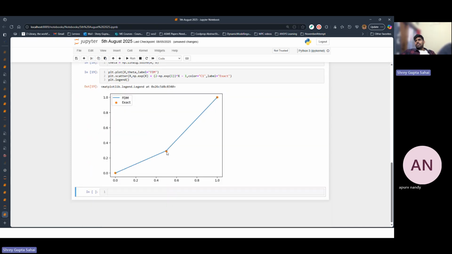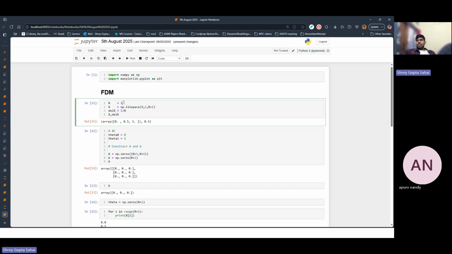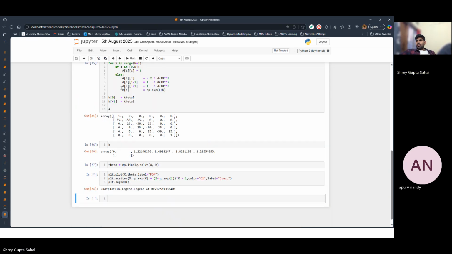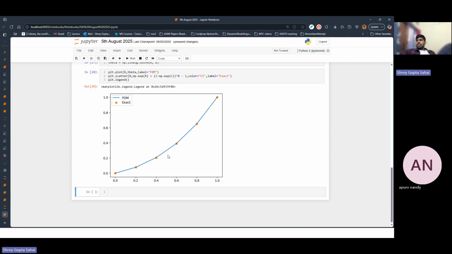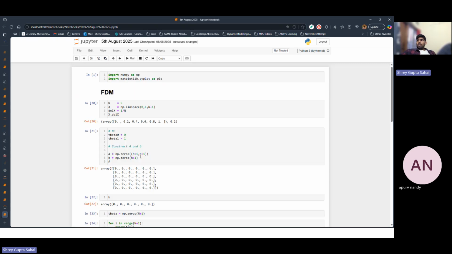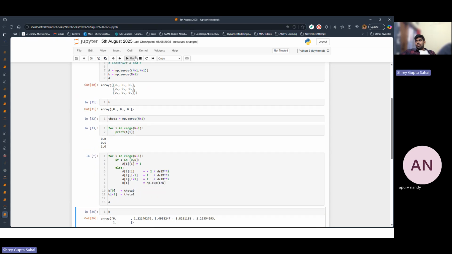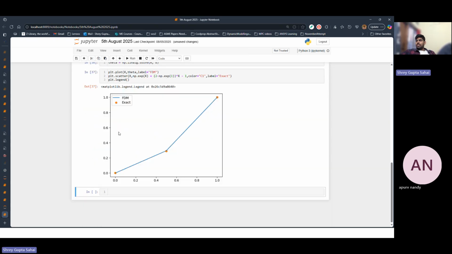So here we can see, at least for n equals 3 or n equals 2, we can quickly see that now the point is not matching. That's an important thing. We see that there is a visible error for a very small number of discretization points. But as we increase it, this error will go off. We see that the error is quite small now. But at very small discretization, this will fail.